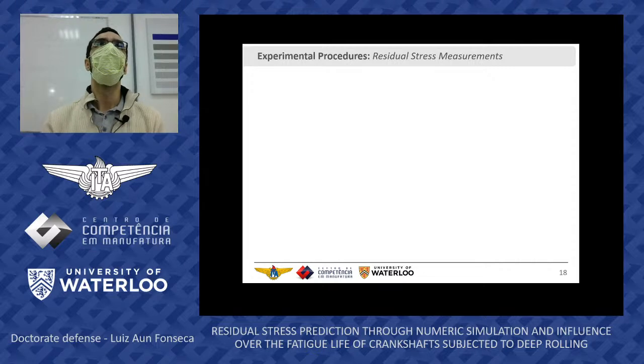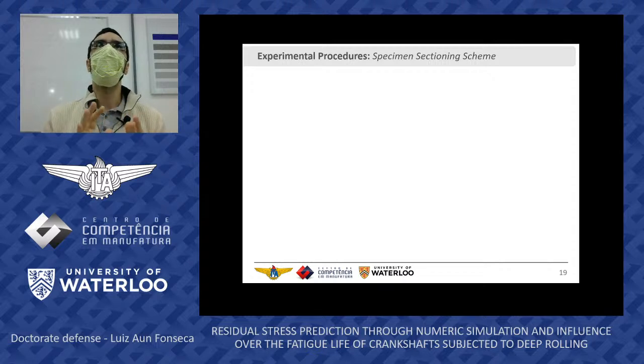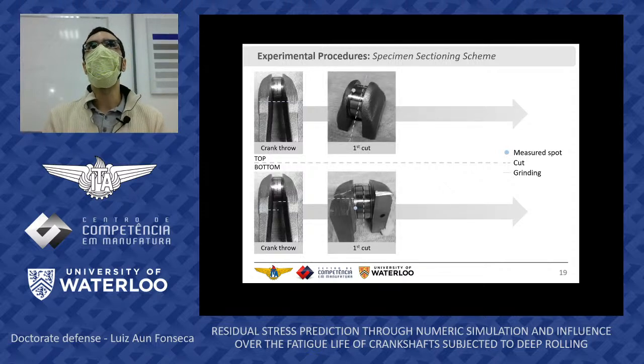Still on residual stress measurements, we had to come up with a template here to reposition this specimen every time that we had to electropolish it and put it back into the machine. So a repeatability and reproducibility analysis will show that this was key for us to have reliable results by the end of our investigation. And I don't know if you could see that, but we had to section or cut the crankshaft so we could measure residual stresses using the XRD technique. So it would be impossible to measure a crank throw as it is. And we want to know how much of the sectioning will impact in terms of residual stress relief. So we applied a first cut that was deemed not to impact too much into these two measured regions at the top and bottom parts.